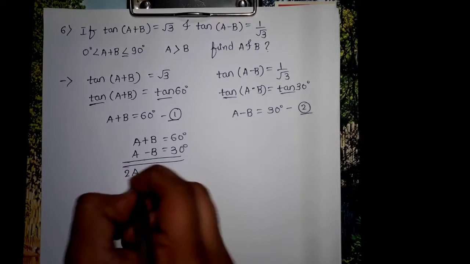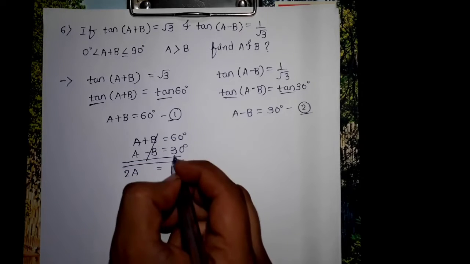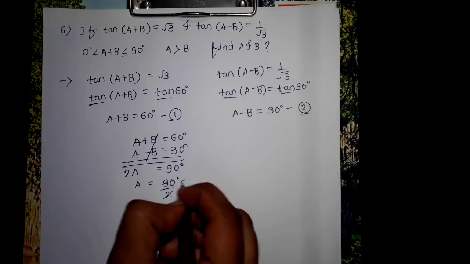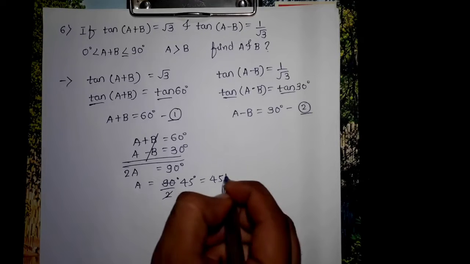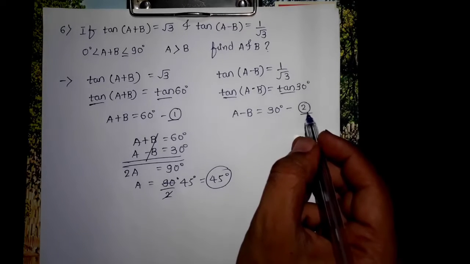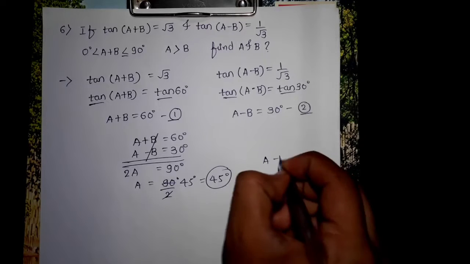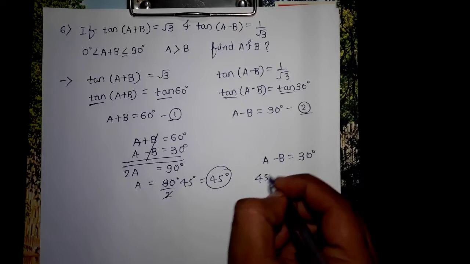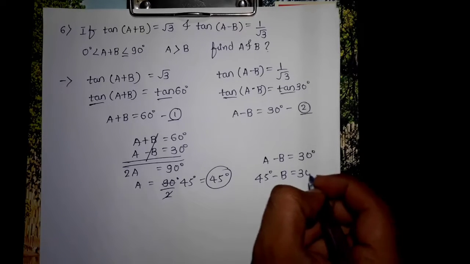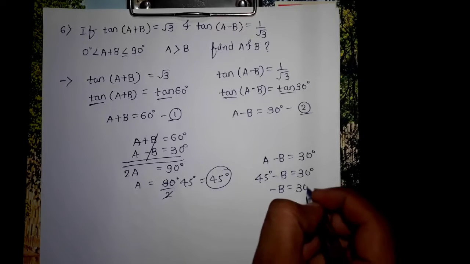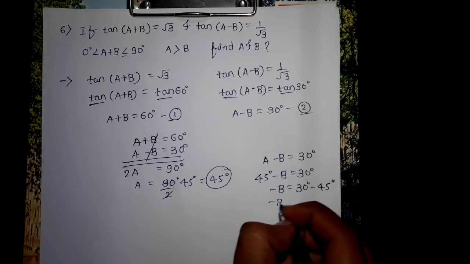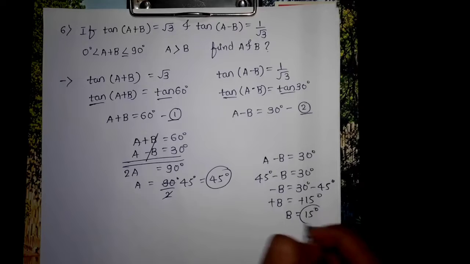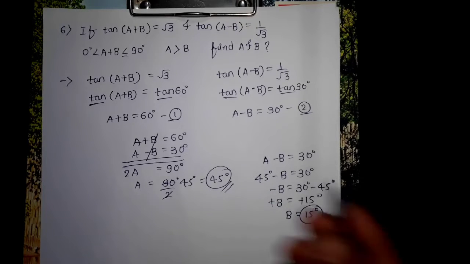A plus a, 2a, plus b minus b cancel, equal to 60 plus 30, 90 degree. What is value of a? 90 divided by 2, that is nothing but 45 degree. We have got value of a. Now from equation 2, clearly it is a minus b is equal to 30 degree. We have got value of a, 45 degree. 45 degree minus b is equal to 30 degree. Minus b is equal to 30 degree minus 45 degree. Minus b is equal to minus 15 degree. Minus minus cancels, therefore b is equal to 15 degree. We have got value of a and value of b.